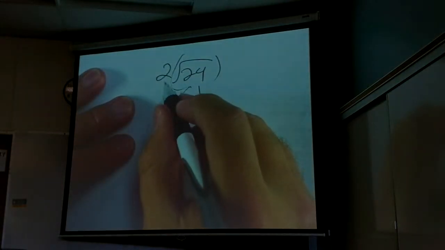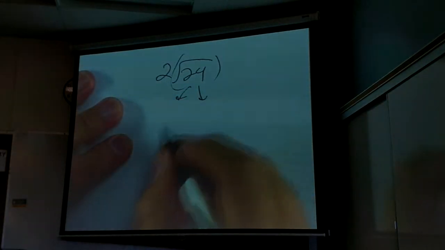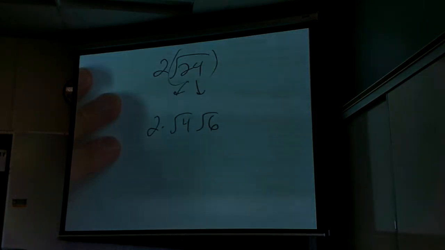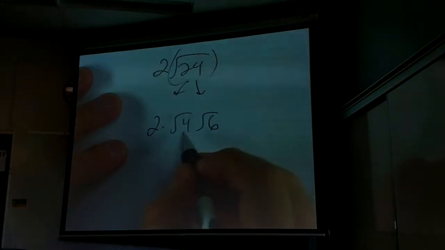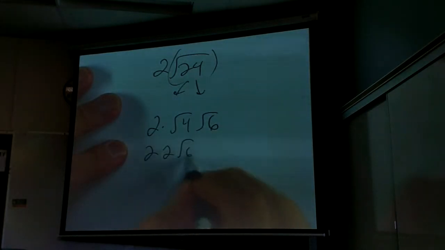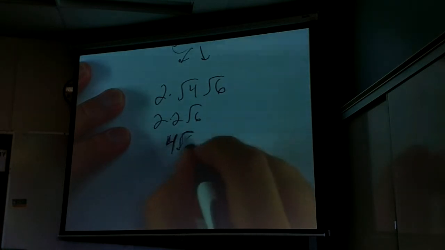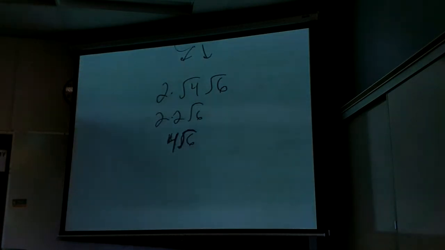Well, what happens to the 2? This is the question. It just keeps coming. 2 times what's the square root of 24? Square root of 4 times square root of 6. What's the square root of 4? 2. So it's 2 times square root of 6, so 4 square root of 6. Let me make that more clear. 4 square root of 6. So it doesn't look like a 4th root.